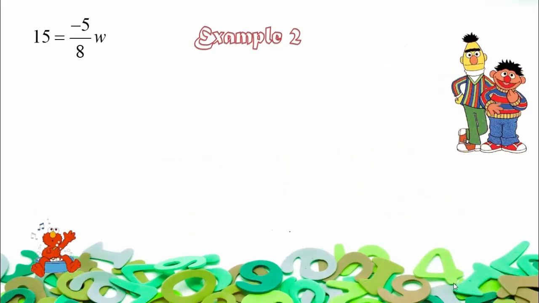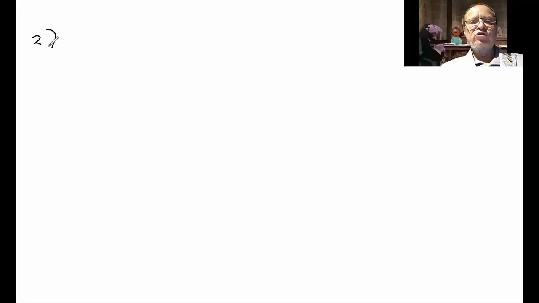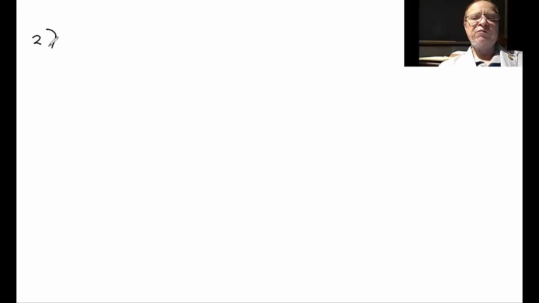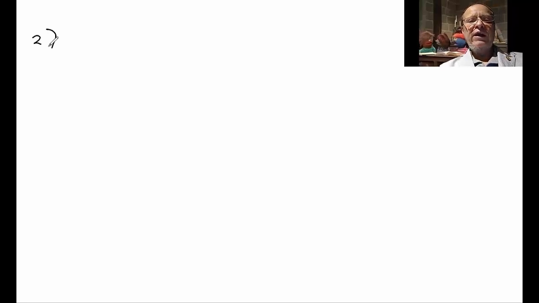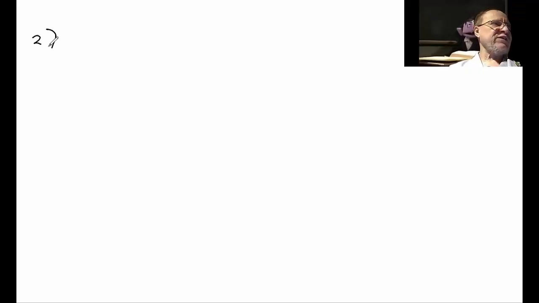In example number 2, we want to solve for w. So let us go over to the whiteboard and see how we could solve for w. Now we're going to look at example number 2. And as before, there are actually two main methods you could use. One of them is a much quicker method that works for this particular type of problem, and the other one is clearing the denominator like we did in the previous problem.